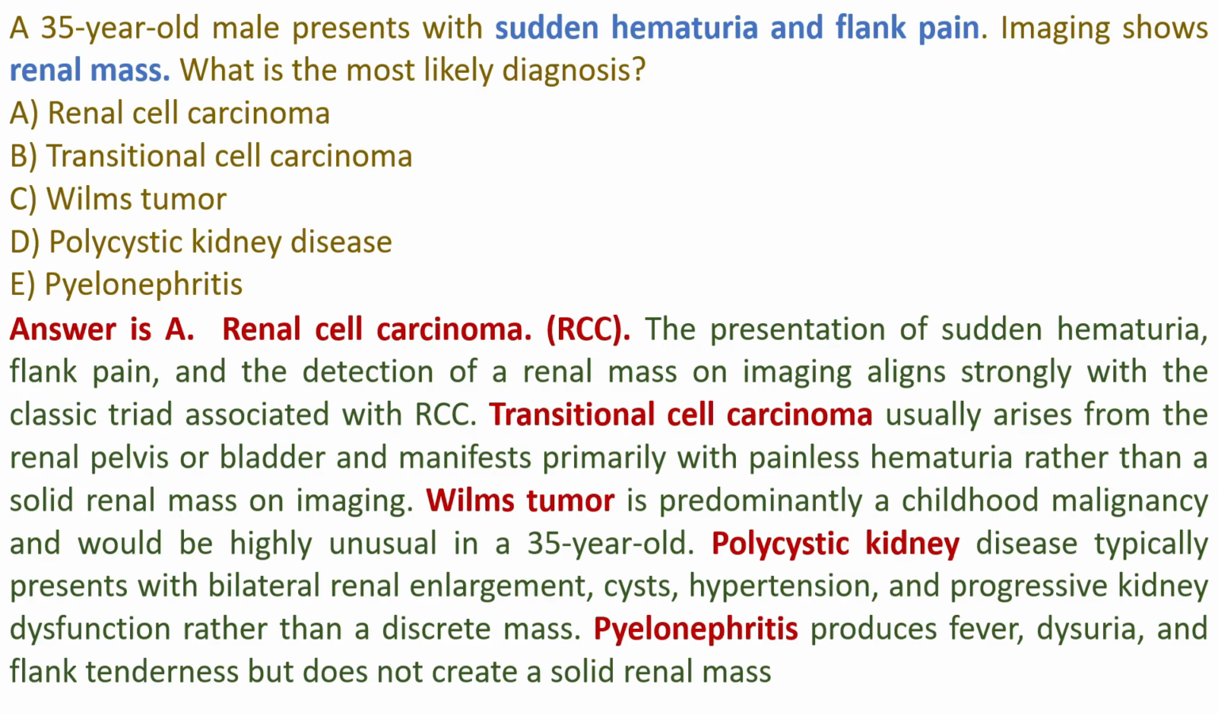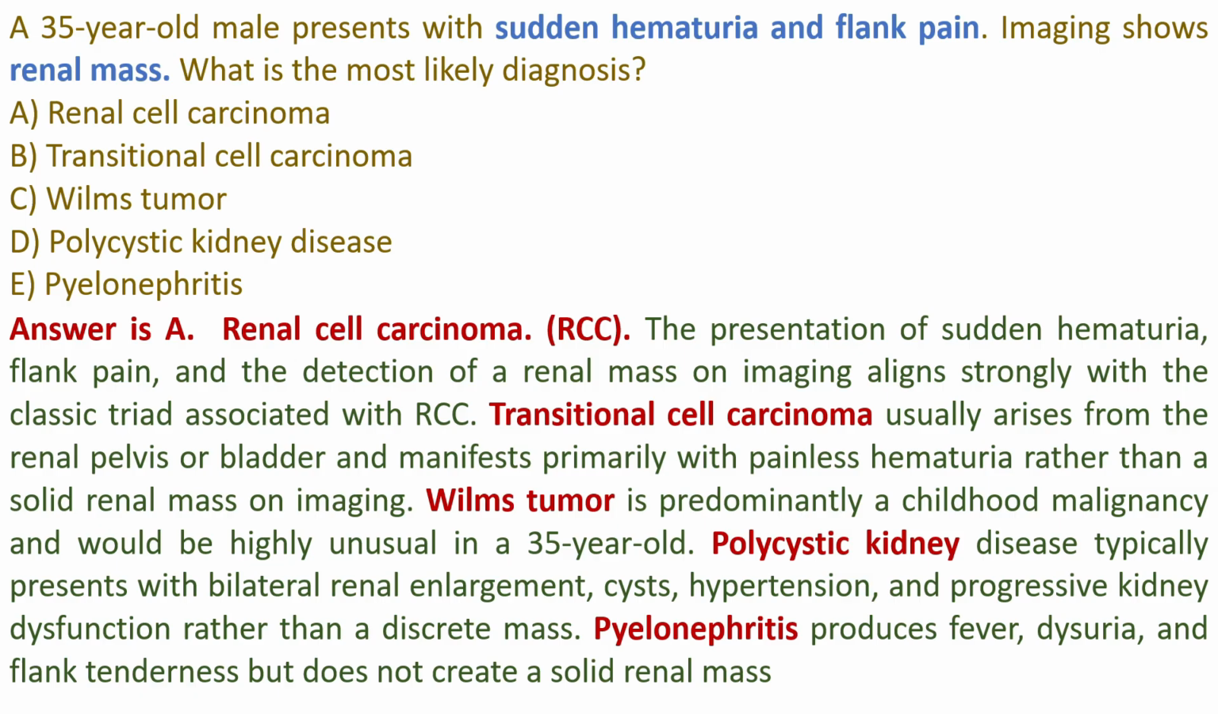The presentation of sudden hematuria, flank pain, and detection of a renal mass on imaging aligns strongly with the classic triad associated with RCC. Transitional cell carcinoma usually arises from the renal pelvis or bladder and manifests primarily with painless hematuria rather than a solid renal mass on imaging.